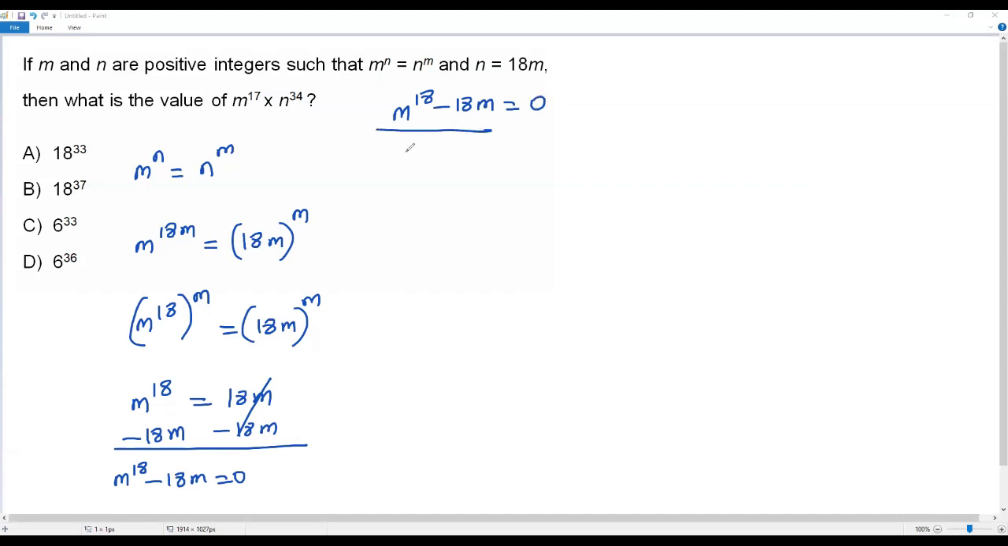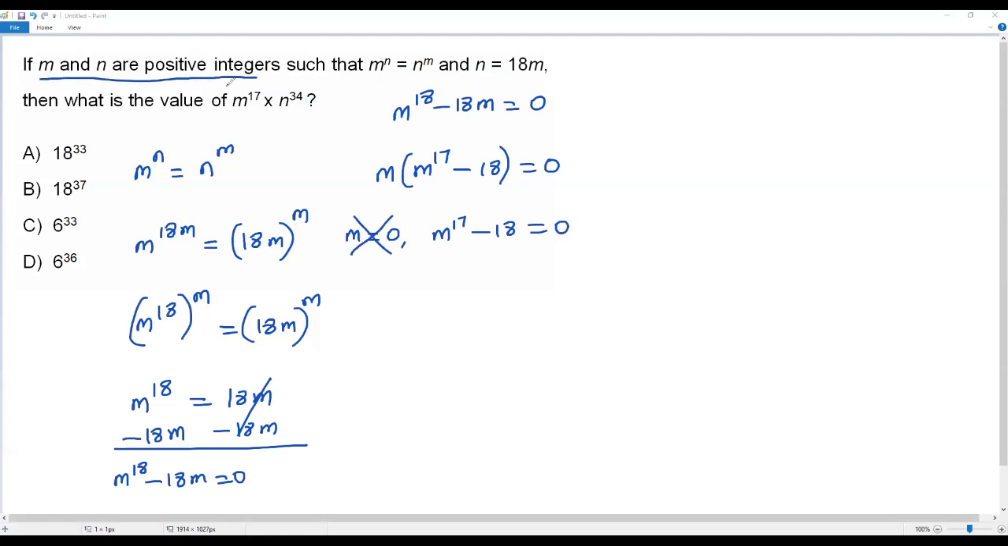Now let's factor this expression. The greatest common divisor for these two terms is m. So we can factor m out. If I factor m out, I'm getting m times m to the power of 17 minus 18 inside the parentheses equals 0. So the multiplication of these two terms equals 0. Whenever the multiplication of two terms equals 0, either the first term is equal to 0 or the second term is equal to 0. If I equate the first term to 0, I'm getting m equals 0. But this is not possible because m and n are positive integers. Since m is a positive integer, the value 0 for m cannot be accepted.